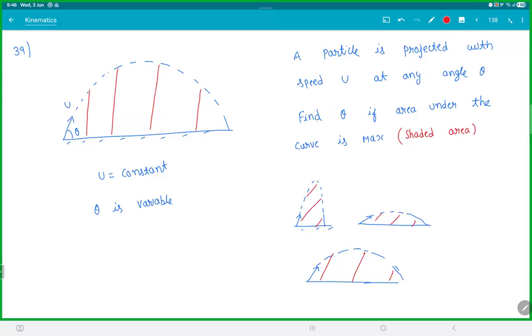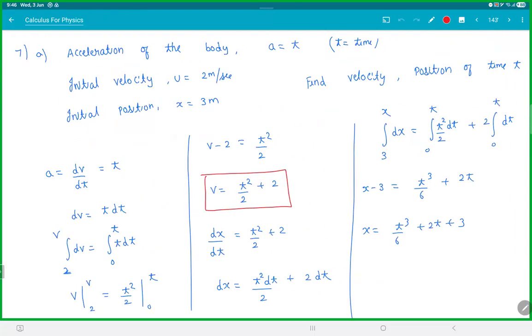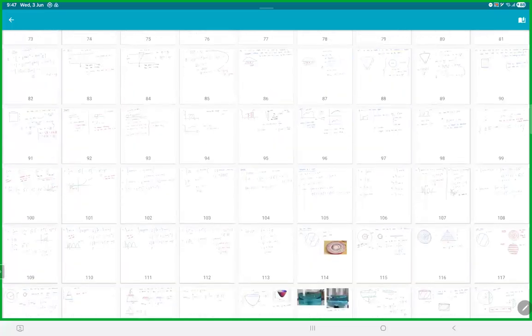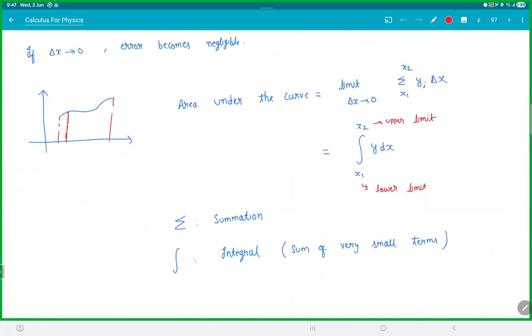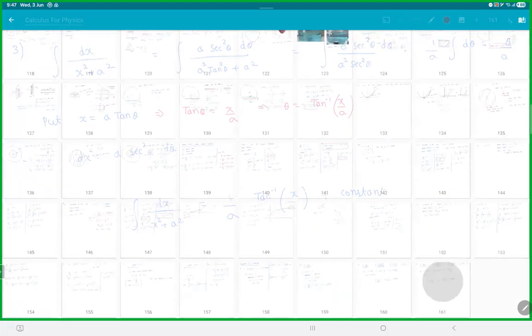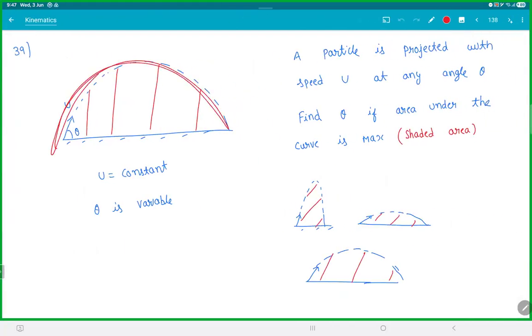Second thing, if I know the equation of a curve, can't you find the area? If you go back to integration, isn't that the whole concept of integration? If you go back to the derivations of integration, isn't this the meaning of this? If I give you a curve, the integral y dx will give you area under the curve. So in this question, don't you know this equation?